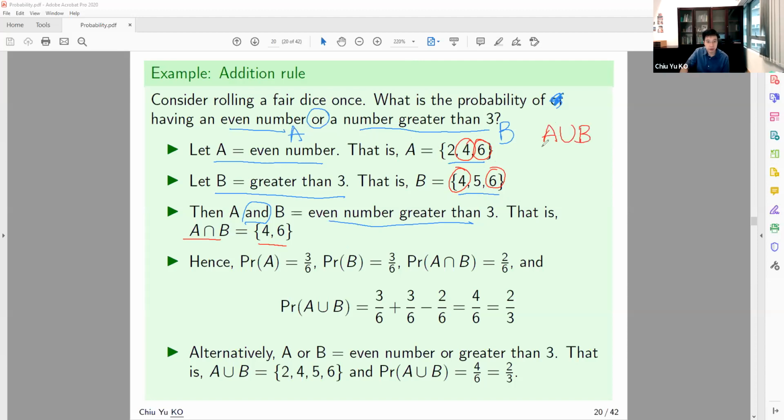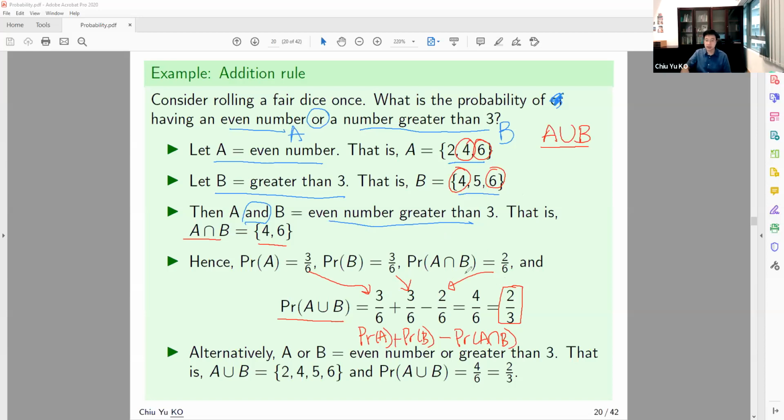There's something we want to know. So we can use the formula: probability of A union B is probability of A plus probability of B. But there's an intersect, so you take it out. So then you have one half plus one half minus 1/3, so it'll be 2/3. And this is the very direct way to calculate.